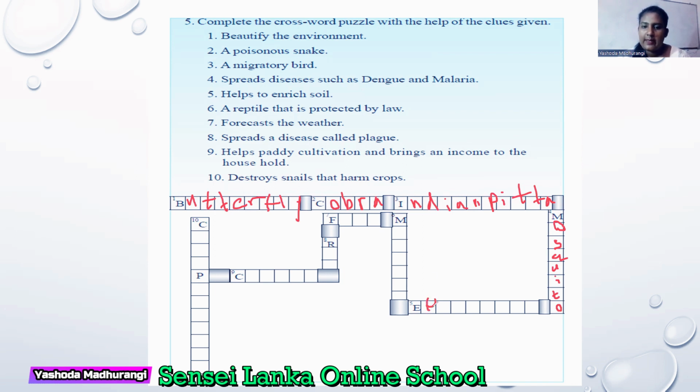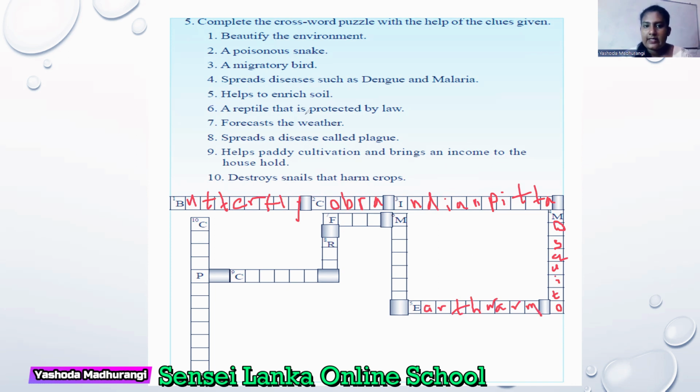Then number 5, helps to enrich soil. It is easy. They make the soil enriched. Who is that? Earthworm. Not clear. Wait. I will write it again. Earthworm. Okay.